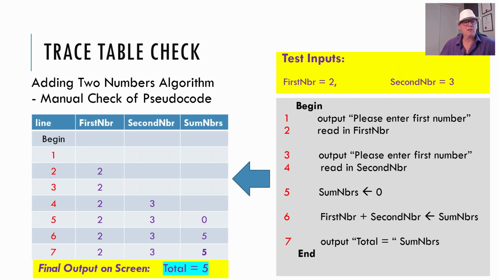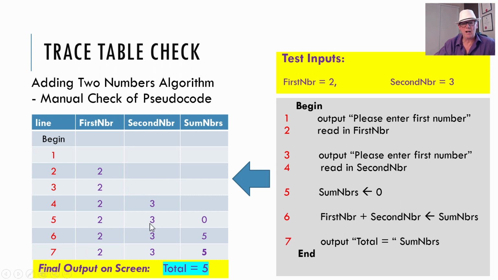So you end up setting up a table like this where you've gone through the pseudocode for the program, line by line here from 1 to 7, noting down each time what's happening to your variables. So in these columns we have the values of the variables, and this program had 3 variables: 1 to store the first number that they entered, 1 to store the second number that they entered, and 1 to store the answer, which is the sum of those two numbers added together.